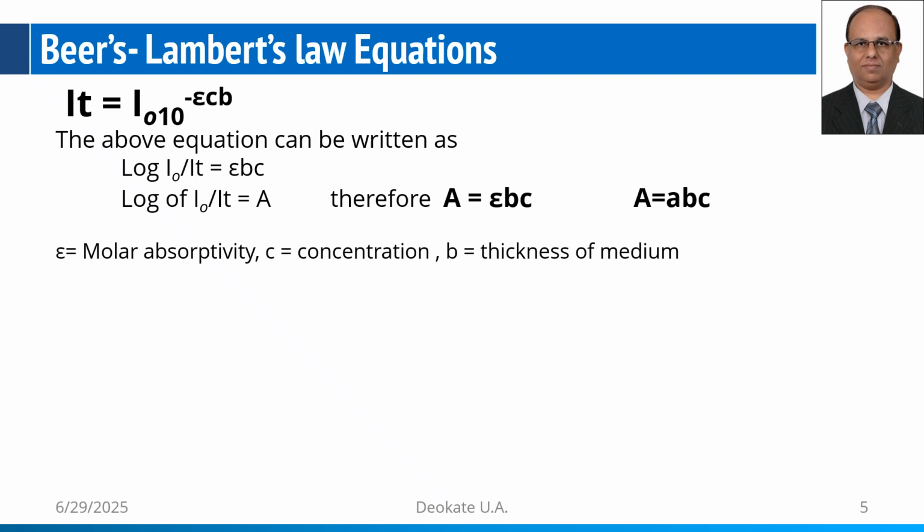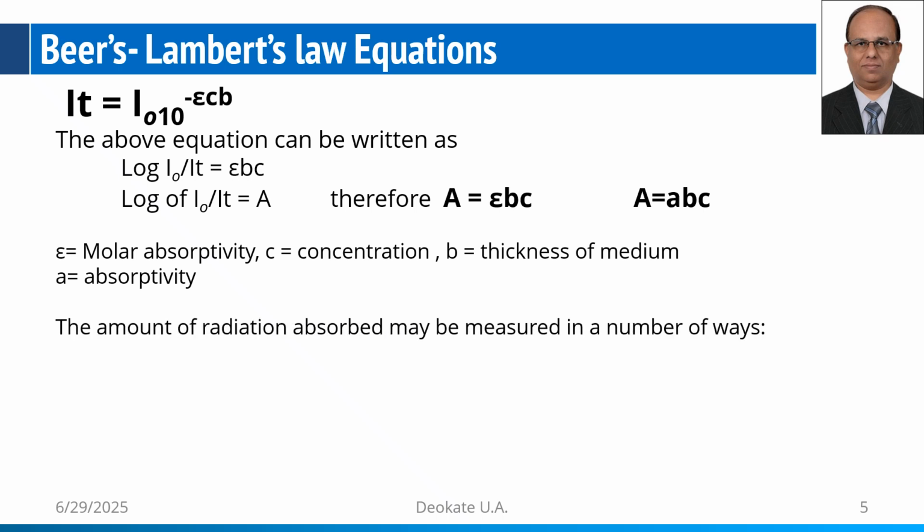If the concentration is expressed in gram moles per liter, we have to use the term molar absorptivity. If the concentration is expressed in grams per liter, we have to use the term absorptivity. C is the concentration. The unit of concentration is very important when we are finding the unknown concentration of a sample, so whether we are using the molar absorptivity value or the absorptivity value. b is the thickness of the medium which remains constant, that is 1 centimeter path length.